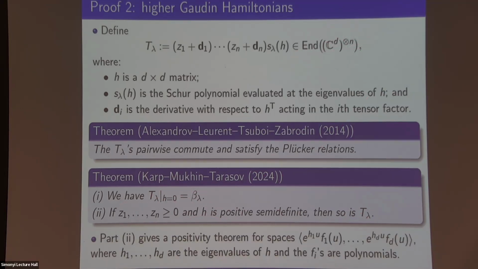And part 2 actually gives us a more general positivity theorem for spaces spanned not just by polynomials, but spaces defined by what my collaborators call quasi-exponentials. So these are functions which are an exponential function times a polynomial. And this is actually just also a limiting case of the polynomial case, because exponentials we can write as limits of polynomials. Like e to the u is (1 + u/n)^n as n goes to infinity.